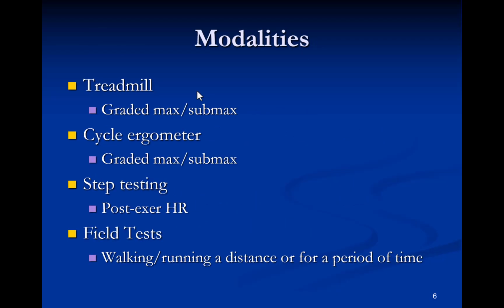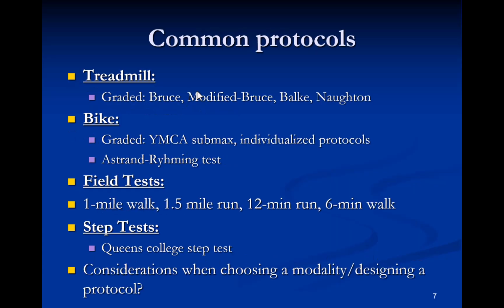Modalities for graded testing generally include a treadmill or a bike. So with the treadmill, you can do graded maximal test, graded submaximal test, cycle ergometer, you can do a graded max, graded submax. But other modalities that are out there include step testing, and those commonly rely on the post-exercise heart rate response to estimate VO2 max. And then there's field tests, which you generally walk or run a certain distance or run or walk for a certain period of time. And from that data that you get based on performance and sometimes a heart rate response, you can use regression equations to predict or estimate VO2 max based on that response.